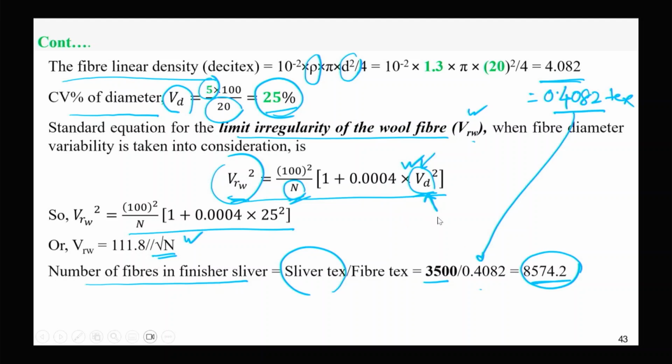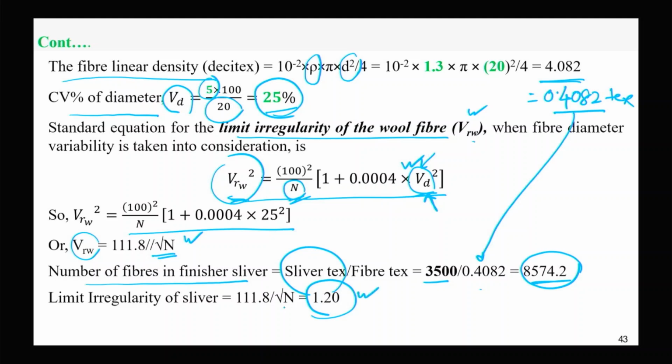So we can calculate the limit CV of draw frame sliver. This will be 1.20, with n being 8574. So we can calculate the limit irregularity as 1.2.